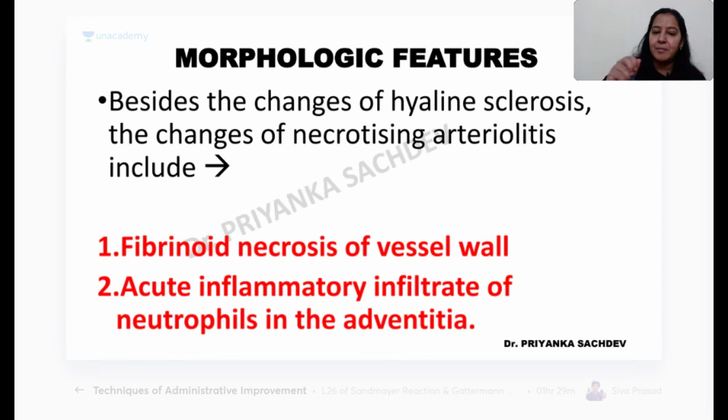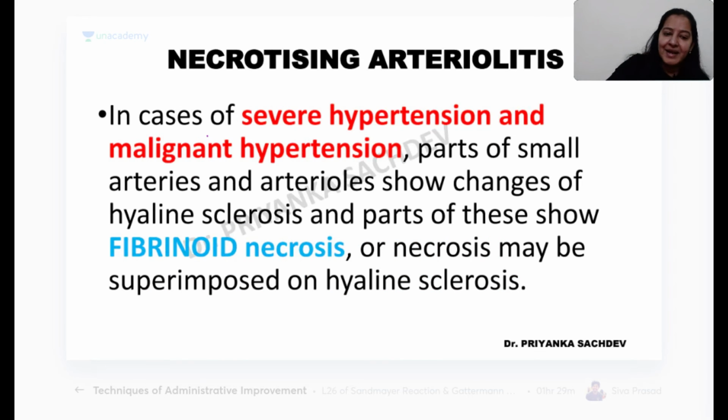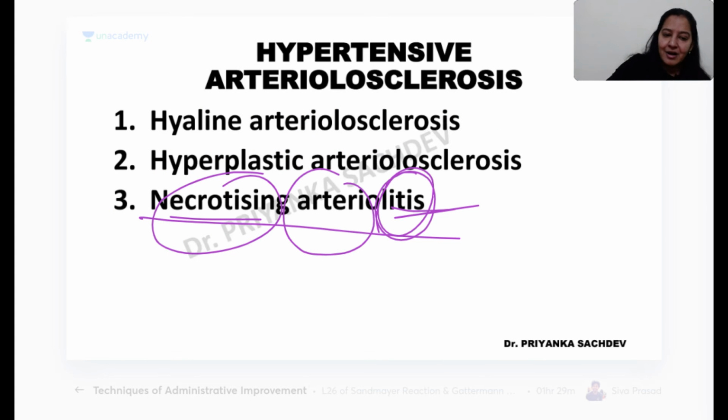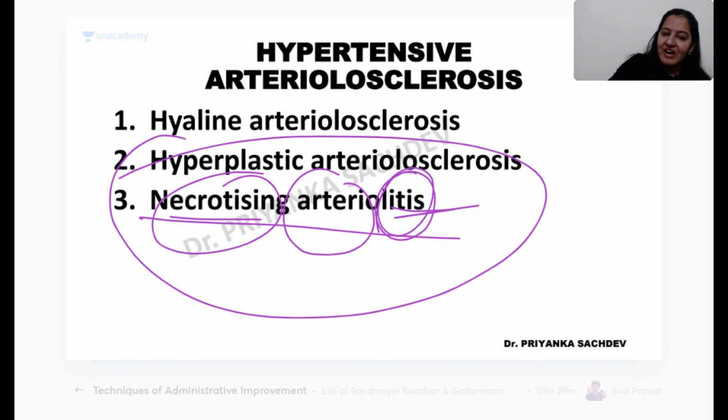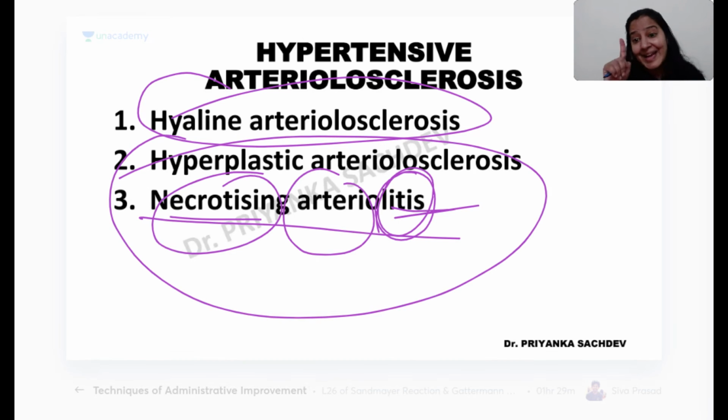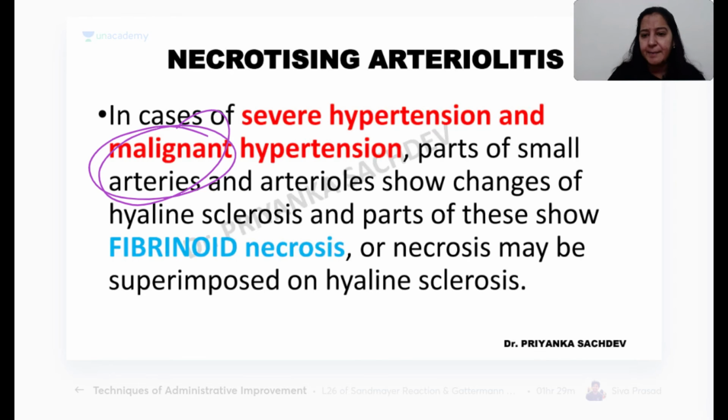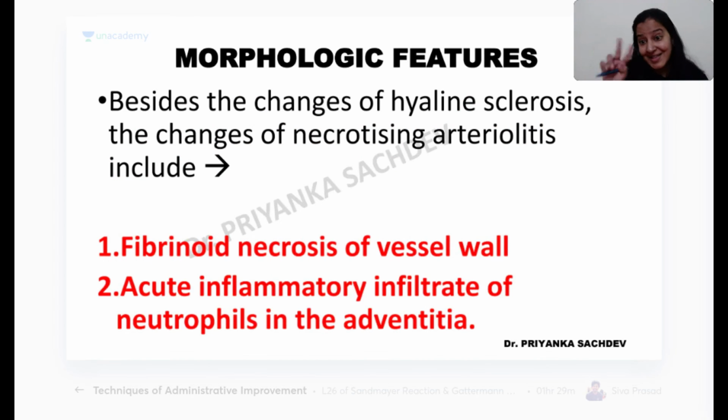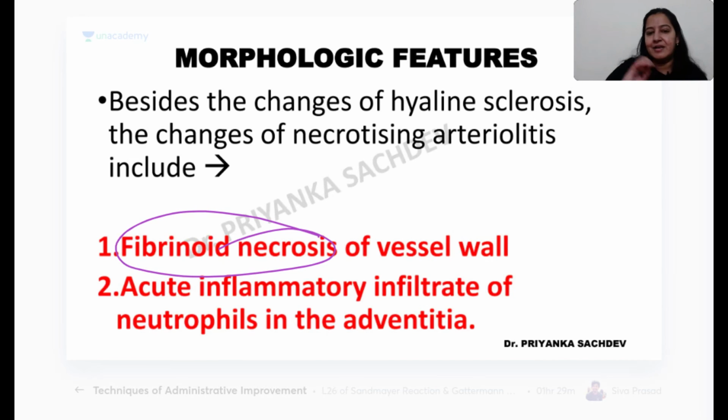So again, look at the third diagram now. The third one is seen in malignant hypertension. So the second and third, both are in malignant. The first one is in benign. So hyaline is in benign, but the hyperplastic and necrotizing are in malignant. Two things will be there, as the name indicates. Necrotizing means fibrinoid necrosis is there. There are 5 types of necrosis: coagulative necrosis, liquefactive necrosis, caseous necrosis, fat necrosis. The 5th one is fibrinoid necrosis.